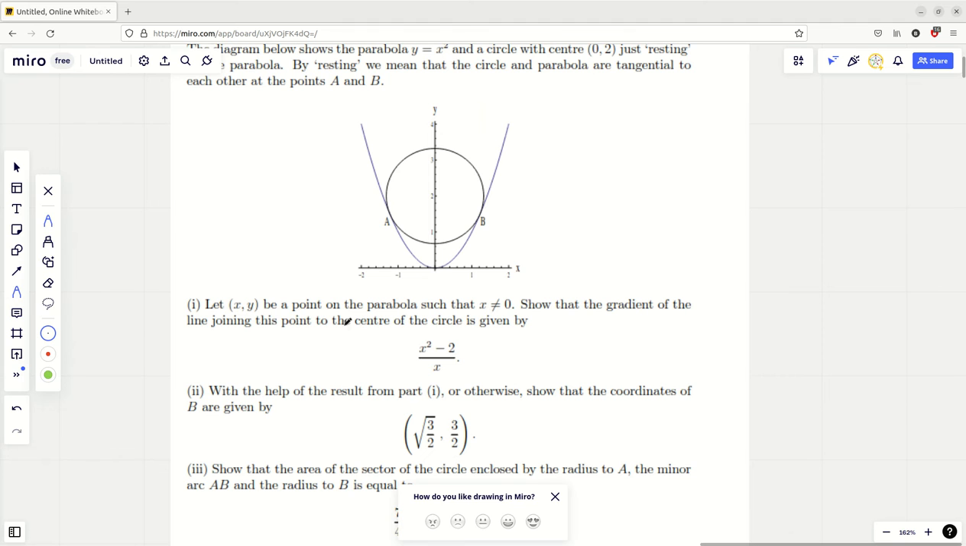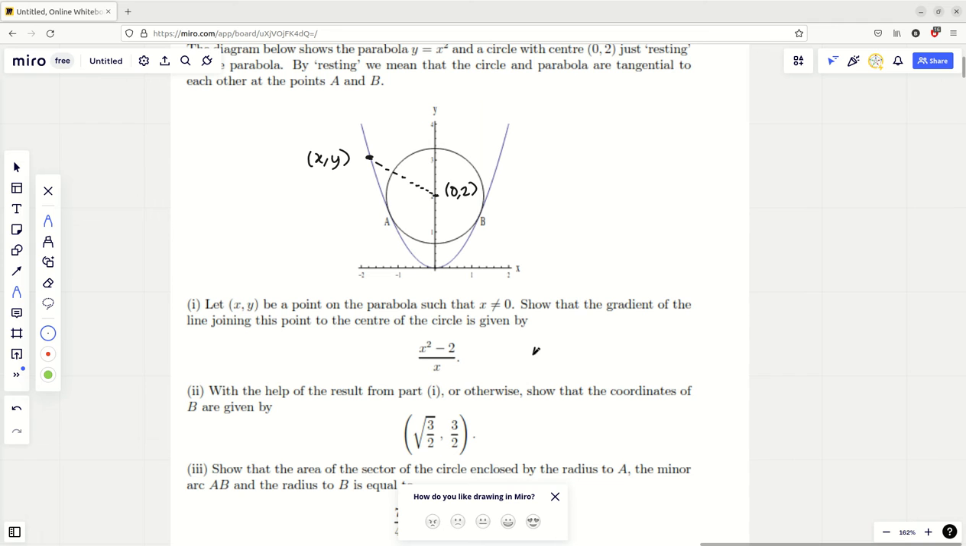Okay, so let's have a look at this. x, y is a point on the parabola, so it could be here. It's not at A or B yet. It's a point on the parabola such that x doesn't equal 0. Show that the gradient of the line joining this point to the center of the circle, which is at 0, 2, is given by that formula. So we've got to find the gradient of this line. Well, that's no problem because we know the coordinates of that and we know the coordinates of that.